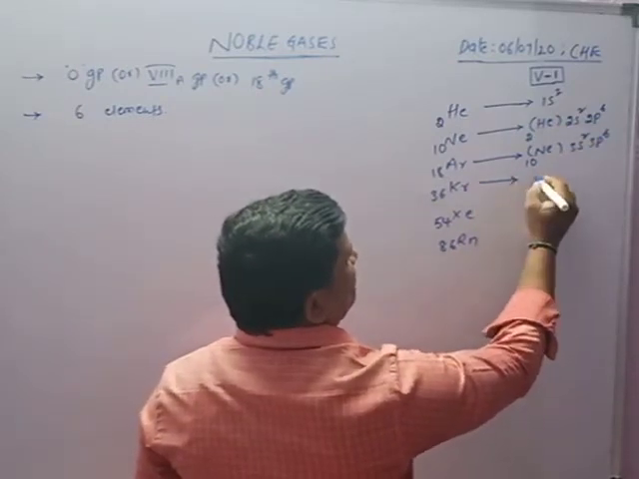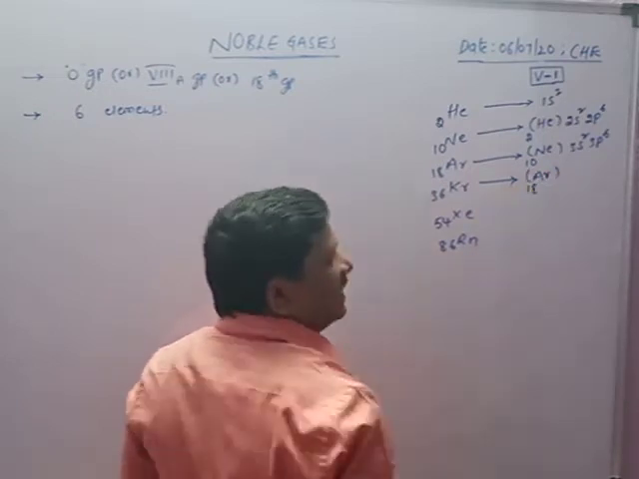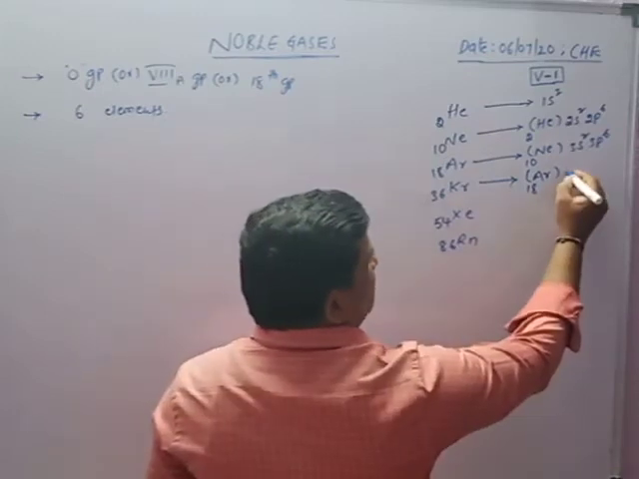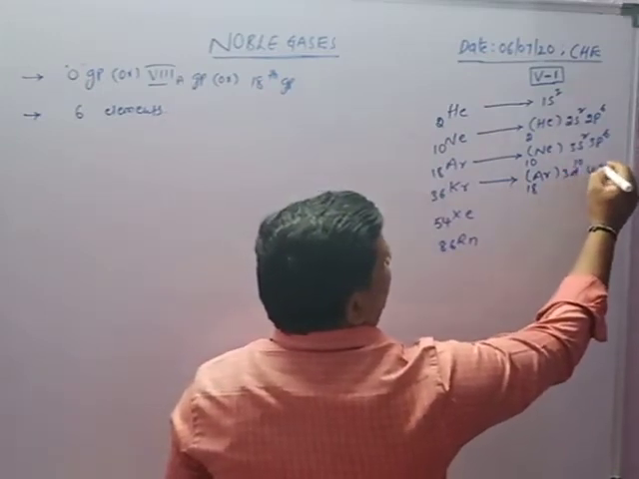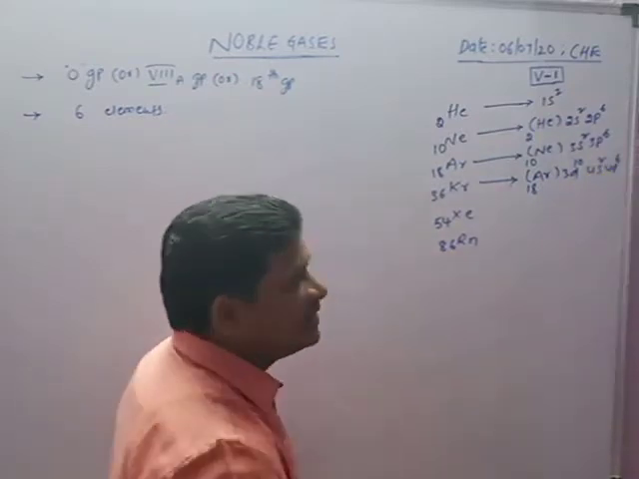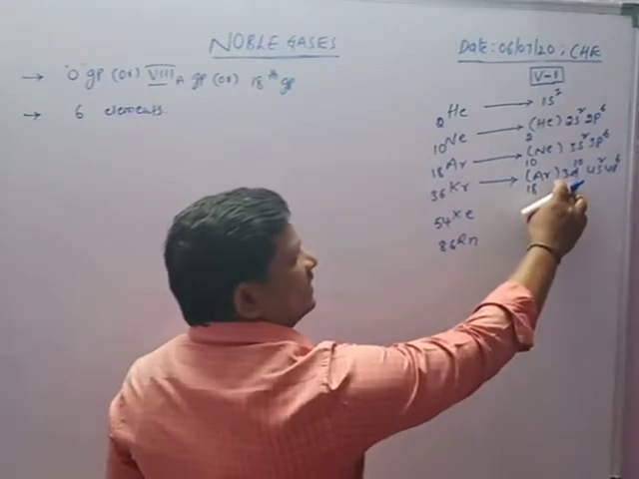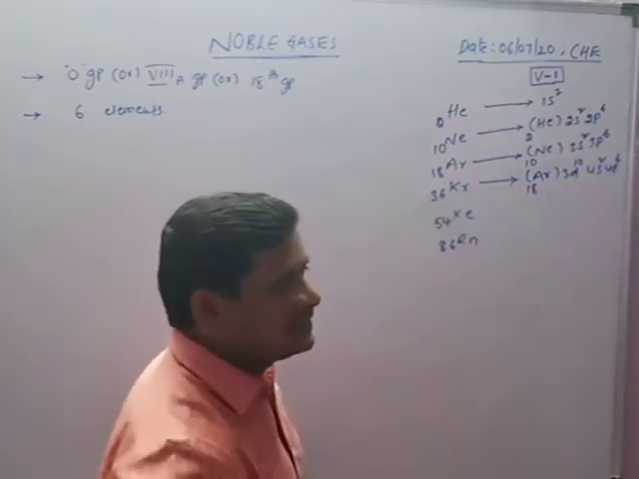Next is krypton. The nearest noble gas is argon, which is 18. Next is 3d10, then 4s2, 4p6. 18 plus 10, 28. 28 plus 2, 30. 30 plus 6, 36.